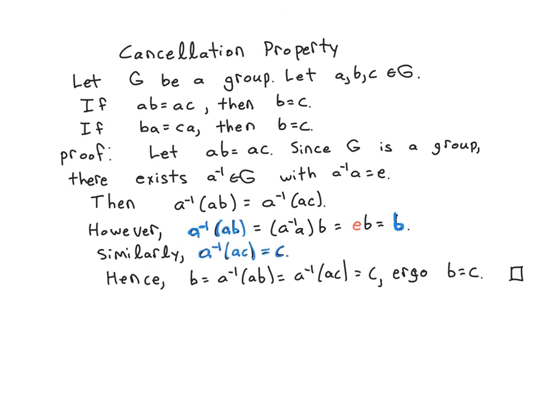And so what have we shown? We've shown B is equal to A inverse AB, which is equal to A inverse AC, which is equal to C. So B is equal to C, which is exactly what we want to show. So it's called the cancellation property because you're able to cancel the A's. And the reason why you're able to cancel the A's is because you're able to multiply on the left by A inverse.